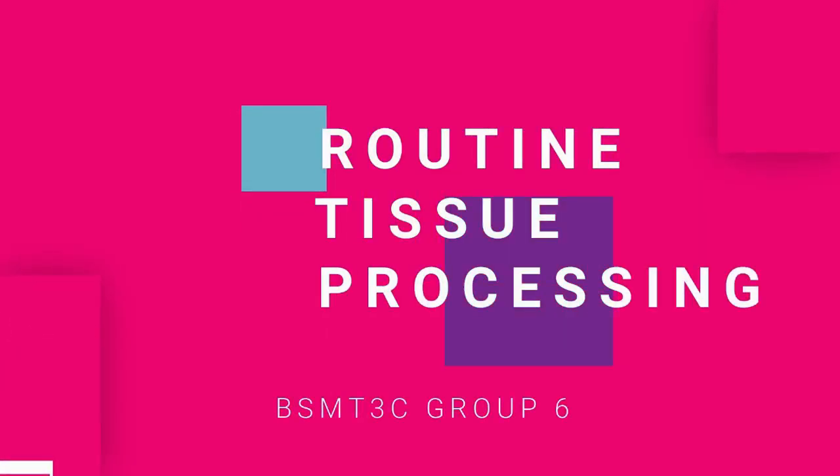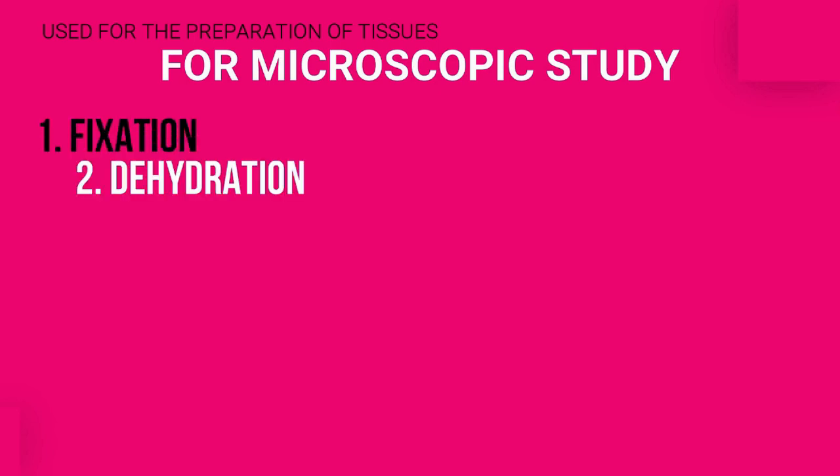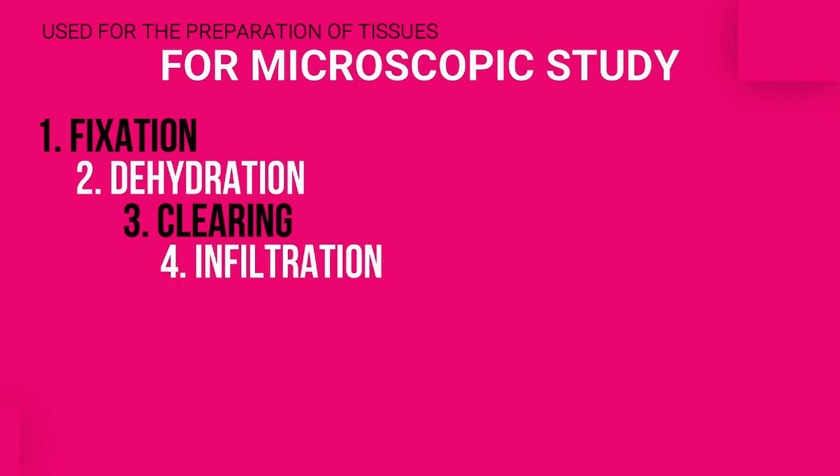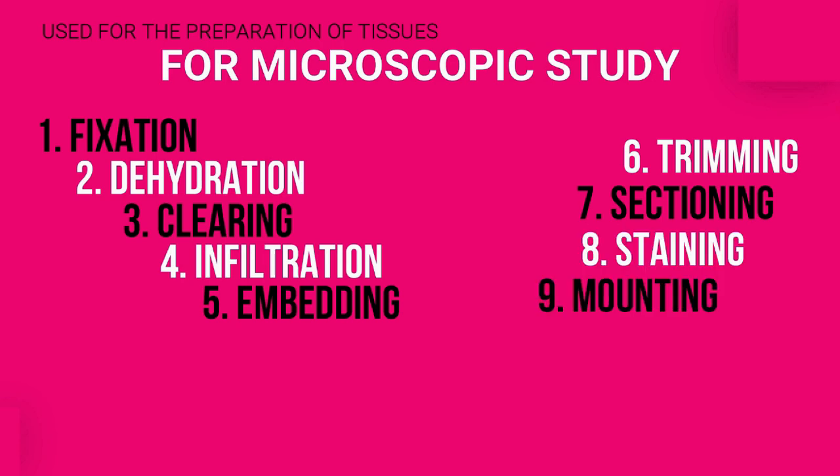Routine tissue processing involves the preparation of tissues for microscopic study. It is the series of processes and procedures starting with fixation, dehydration, clearing, infiltration, embedding, trimming, sectioning, staining, mounting, and lastly, labeling.